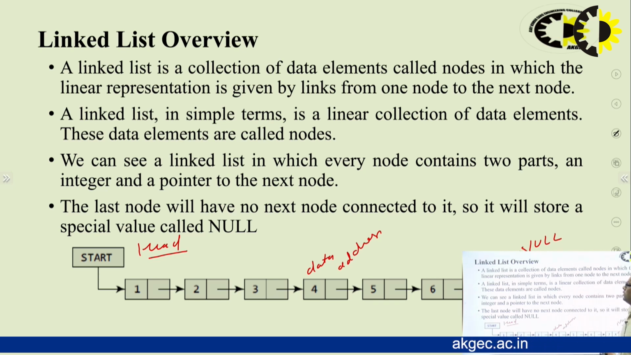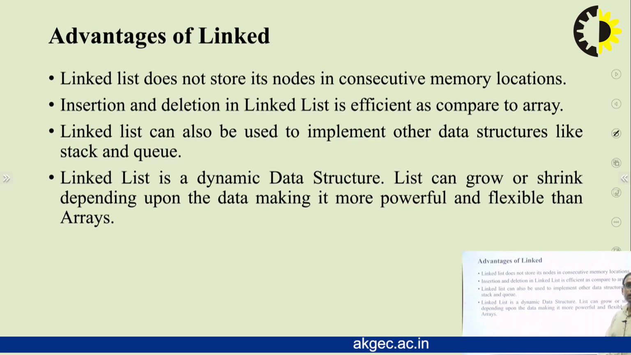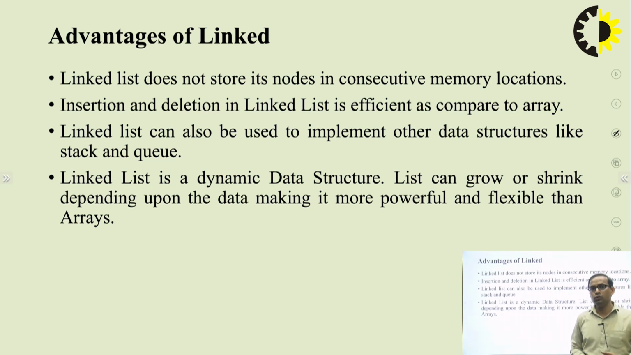Next, the advantage of the linked list. The main advantage of the linked list is that it doesn't store the data or nodes in consecutive memory locations, as this is the limitation of array. Because in an array, if we want to store the data, then array elements should be stored in consecutive memory locations. If the memory is not available in a consecutive manner, then we cannot use an array in that case. So in order to use the memory space efficiently, if it is not available in a contiguous manner, then we can store the data elements using the linked list.